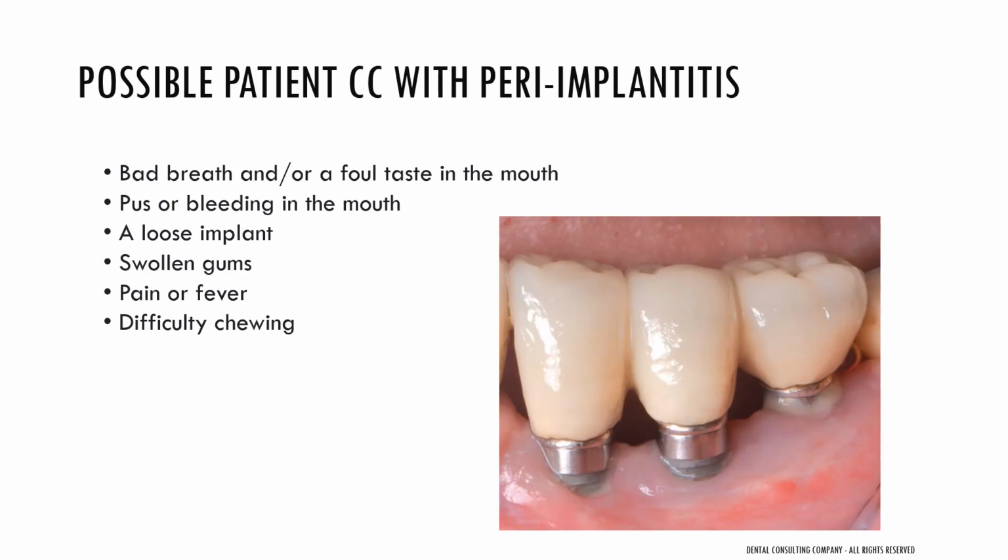If you have a patient with peri-implantitis in your chair, a possible chief concern might be bad breath, pus or bleeding, a loose implant, swollen gums, pain, fever, or difficulty chewing.